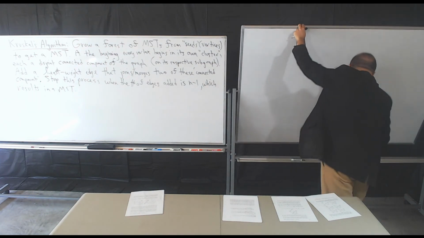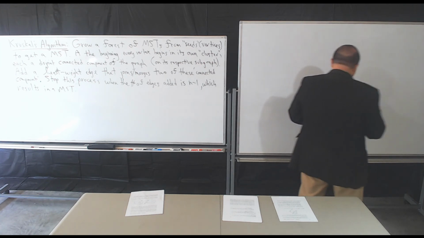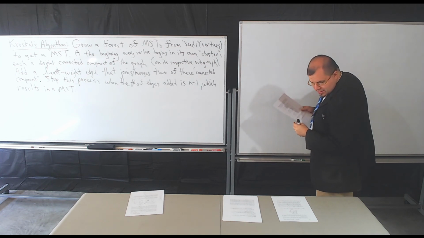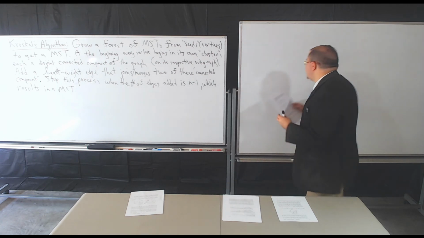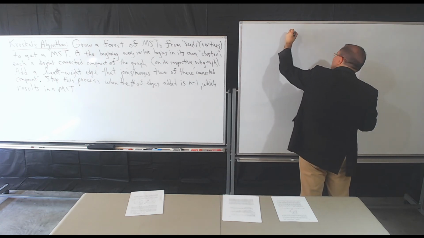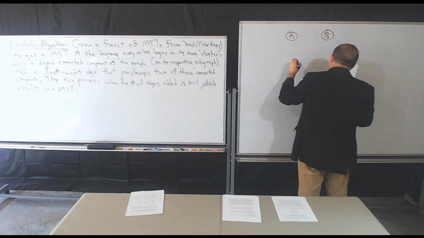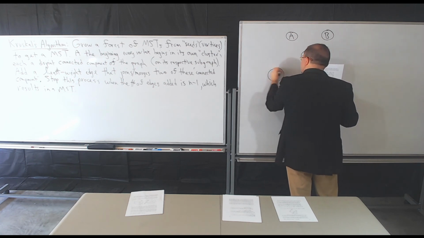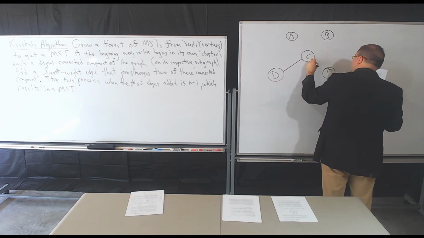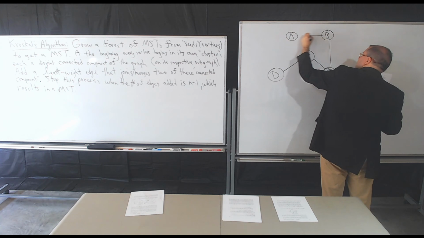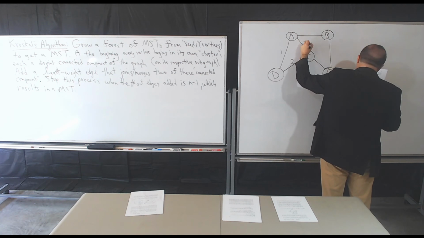Let's do an example. You're going to find I'm going to use this graph a lot for the next little while. I'll label them with letters. Next time I'll switch them to numbers. So I have A, B, C, D, and E. And the weights are as follows.